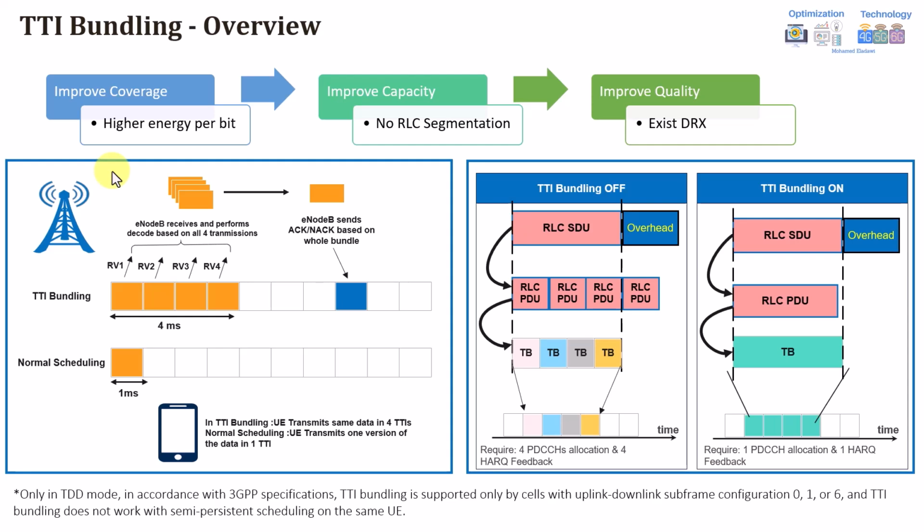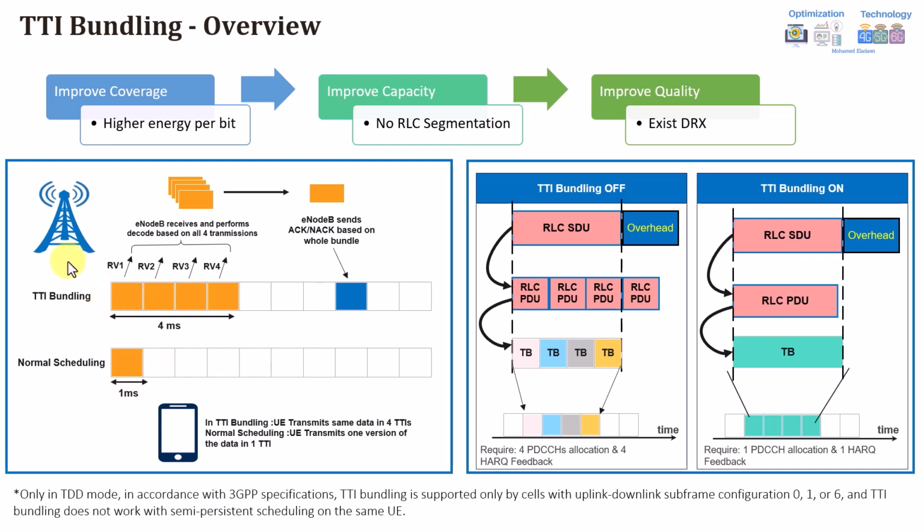Also, I would like to add one additional point related to something called advanced TTI bundling, which needs some optimization, and sometimes needs to be enabled for some vendors and so on. And also you need to understand how this kind of advanced TTI bundling is working. So initially, let me explain how TTI bundling in general is working.